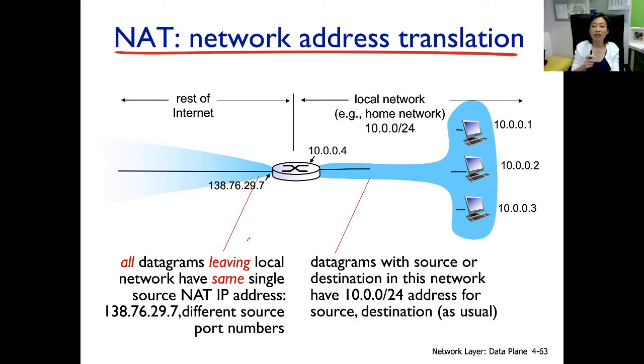NAT, the Network Address Translation service. This is one of the most used protocols on the internet these days. It's here to address a very serious problem: we're running out of IP address space.